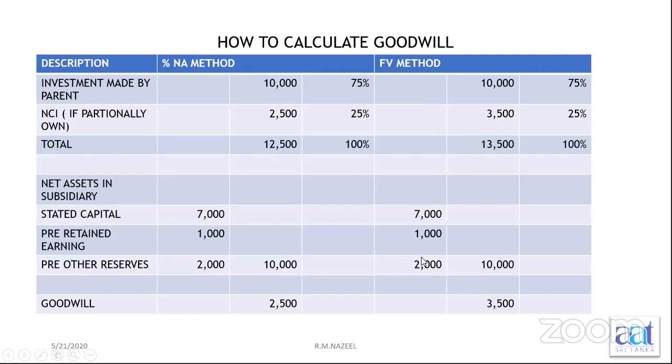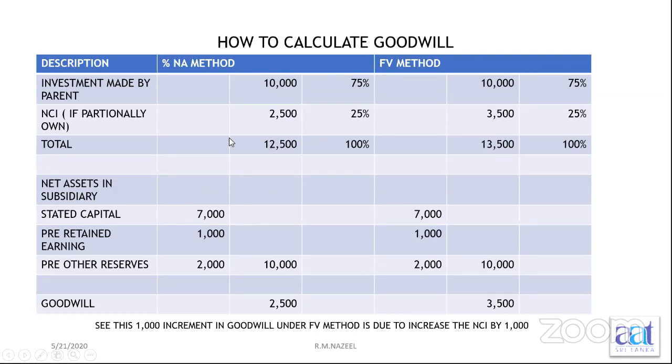But under the fair value method, you take the same net assets and the same investment. 3,500 was given. Remember, 3,500 was given. You need to put that. This is the value we derived. There is a lot of valuation; we derived the value. So therefore, the goodwill is 3,500. Now I want you to concentrate on this slide very carefully. See, the goodwill has increased by 1,000. This 1,000 increment in goodwill under the fair value method is due to the increase in NCI.